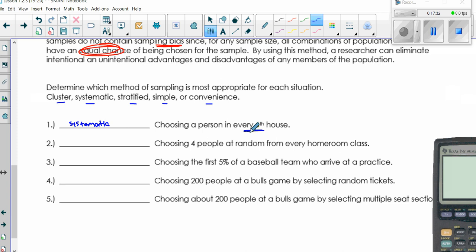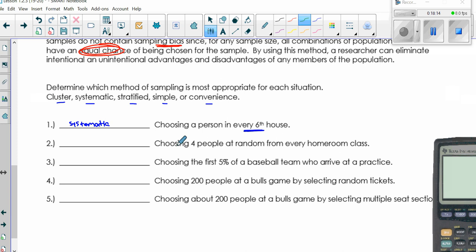Okay, this would actually be a really good place to pause and see if you can fill out the next 4 just by process of elimination if you need to. Okay, so try to pause, see if you can do this. All right, assuming you've attempted or at least maybe read through. If you haven't even read through yet, maybe pause and just read through. Let's see if we can figure out what the rest of them would be. The next one says choosing 4 people at random from every homeroom class. That seems like it would be systematic, but we've already used systematic. So let's actually skip that, move on, see if we can identify some of the other ones.